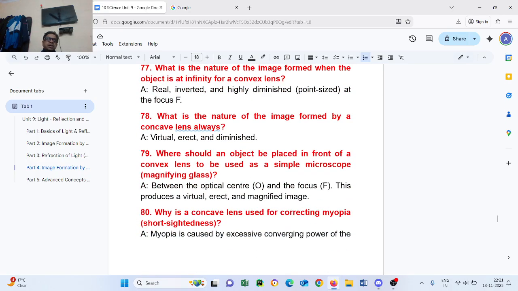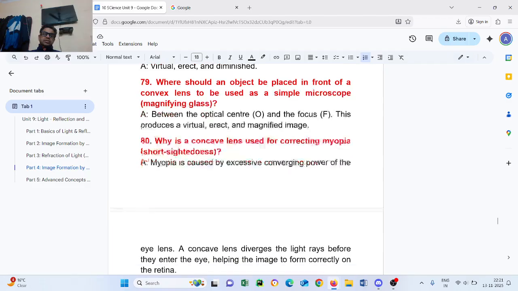Question number 79. Where should an object be placed in front of a convex lens to be used as a simple microscope or magnifying glass? Between the optical center and focus. This produces a virtual, erect and magnified image.